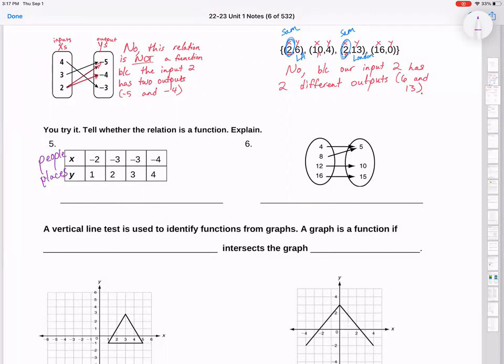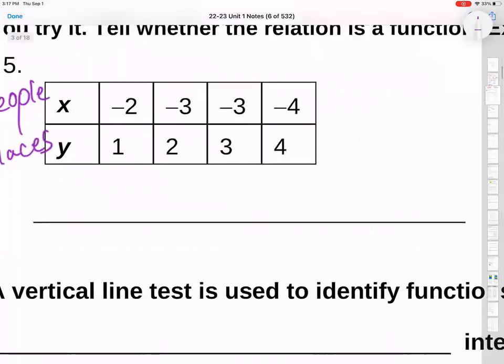All right, now that you've had the opportunity to try these, let's take a look and see how we did. Well, -2 is not repeating, but then all of a sudden we do see -3 does repeat. That's not an automatic no if they ended up at the same spot, but it's definitely a red flag. So we see -3 is trying to go to 2, and at the same time, -3 is trying to go to 3. -3 can't do that. He can only go to one place.